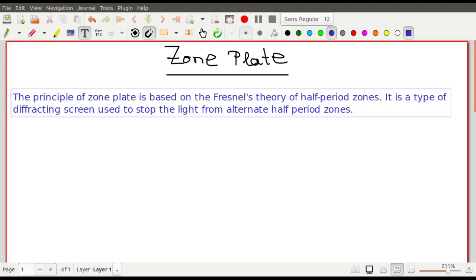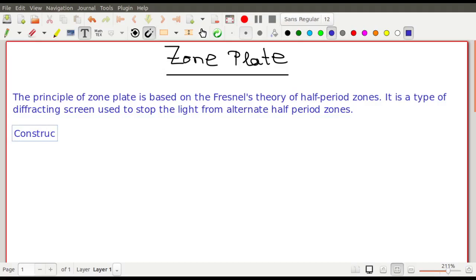Now how can you construct this? এটা actually কি করে construct করা হয়? So the construction is something like this. So let us proceed with the construction. Construction point number 1. So point number 1 I write. It is constructed by drawing a number of concentric circles.